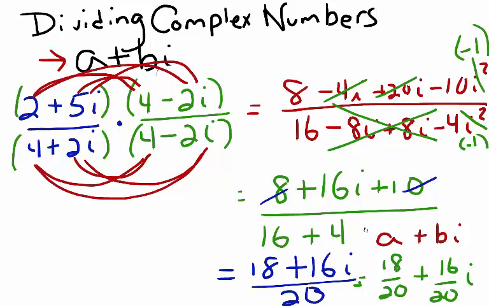18 divided by 20 has a greatest common factor of 2, so we can reduce that fraction to 9 over 10. And 16 divided by 20 can be reduced. Both numbers are divisible by 4. That's our greatest common factor. We divide 4 out of each and end up with 4/5. So our final answer is 9/10 plus 4/5 i.